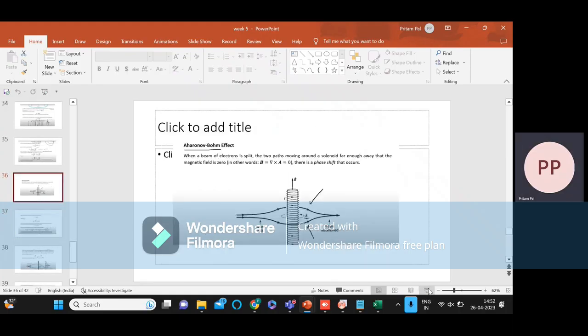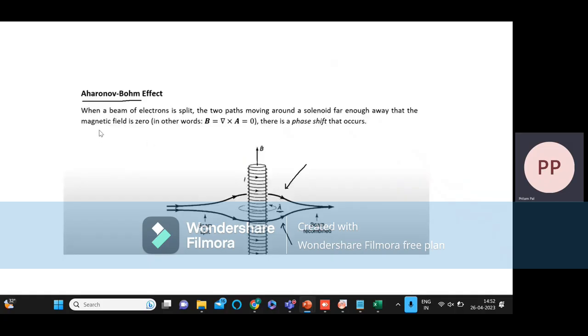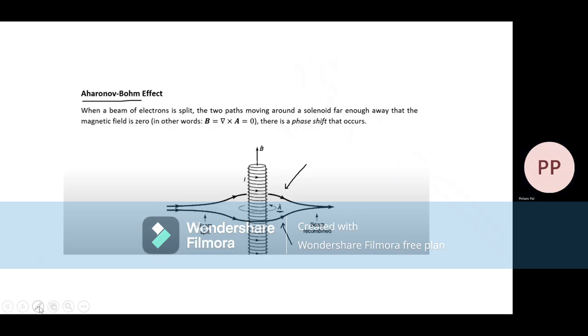Now I'll quickly discuss the Aharonov-Bohm effect. Let's say a beam of electrons is split, and the two paths move around a solenoid far enough away that the magnetic field is zero. In other words, B, which is the curl of A, will be zero. Still there is a phase shift that occurs, because if you take the curl, you will see it becomes zero. So the beam is split and then the beam is recombined.